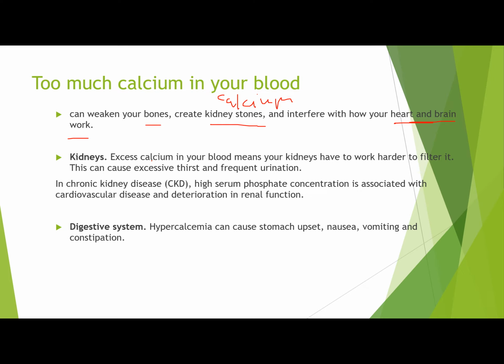Now, the kidneys, class, they would remove excess calcium in your blood, causing it to work harder, filtering it. This can cause excessive thirst and frequent urination. So kapag masyadong madami kang calcium sa blood mo, class, ang kidneys mo, they would compensate by increasing thirst and increase urination. In chronic kidney disease, high serum phosphate concentration is associated with CVD or cardiovascular disease and deterioration in renal function. Digestive system, class, hypercalcemia can cause stomach upset, nausea, vomiting, and constipation.